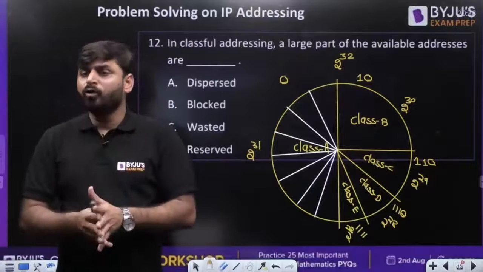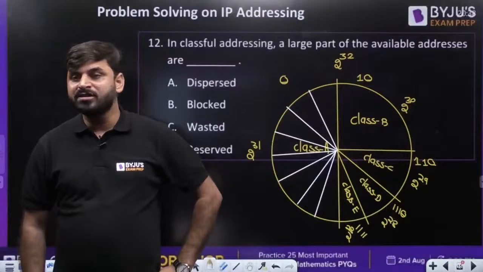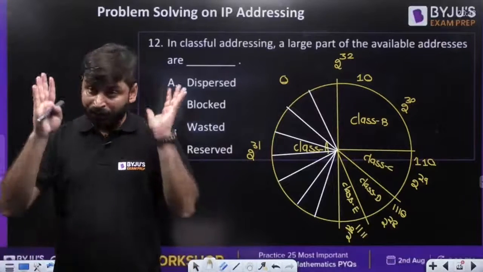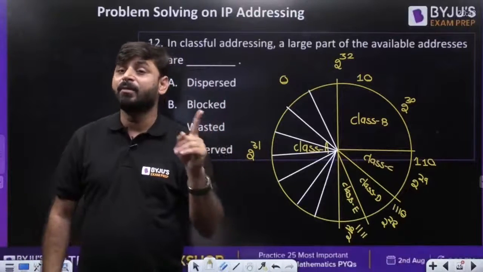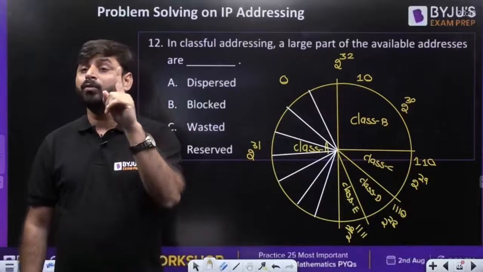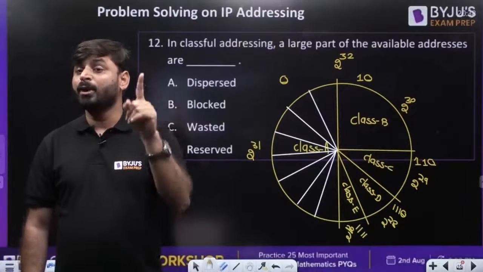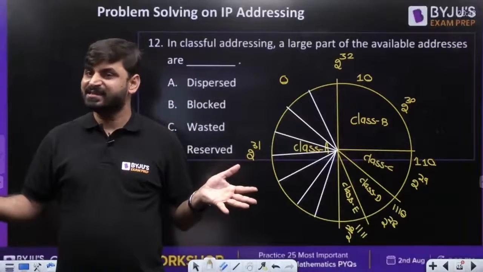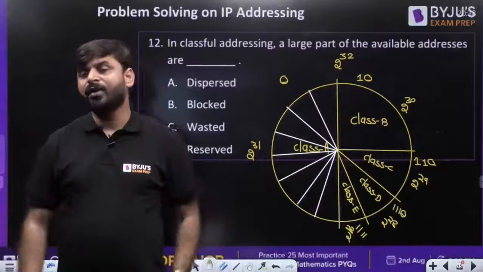But out of 2 power 24 IP addresses, the first IP address we cannot assign to any computer because we have all zeros in the host ID part. And the last IP address we cannot assign to any computer because we have all ones in the host ID part. If anyone asks the number of IP addresses available in one network of class A, the answer will be 2 power 24. If someone asks the number of hosts per network in class A, the answer will be 2 power 24 minus 2. This is really very important, because with 24 bits we can make 2 power 24 IP addresses, but out of them, the first and last IP addresses we cannot assign to any computer.